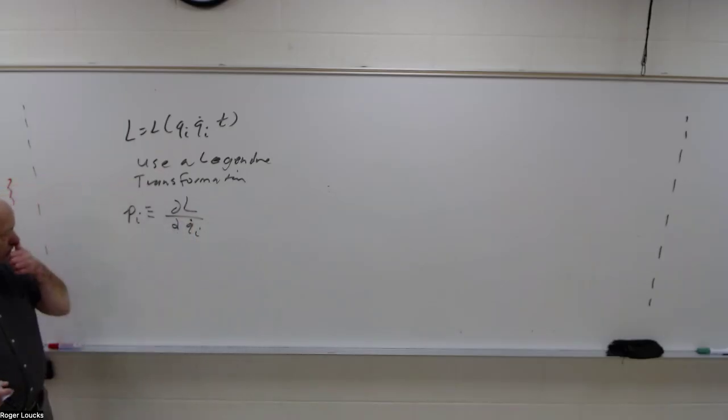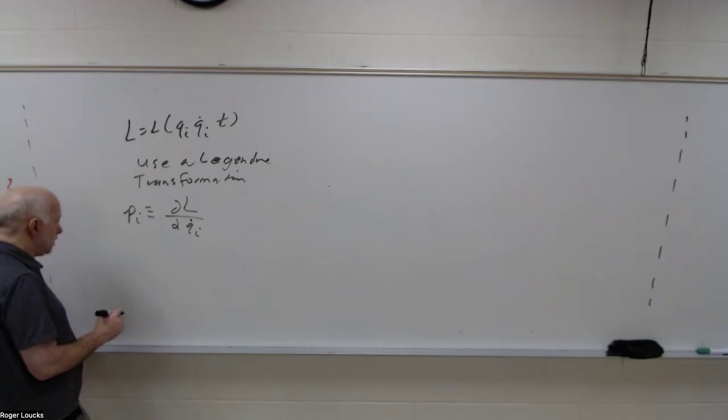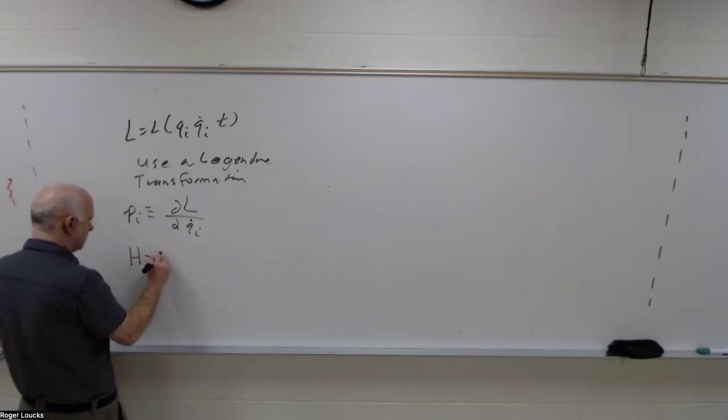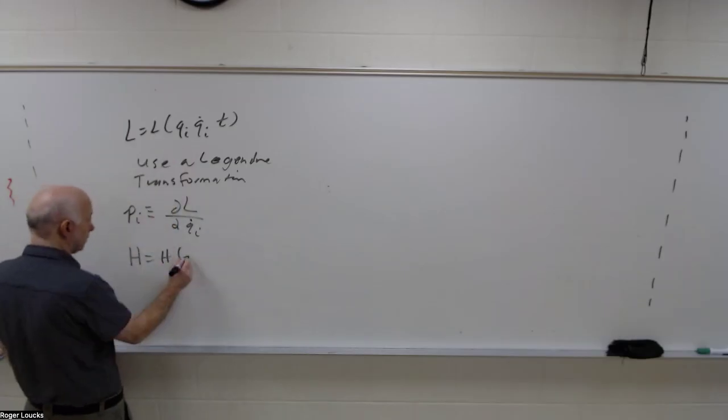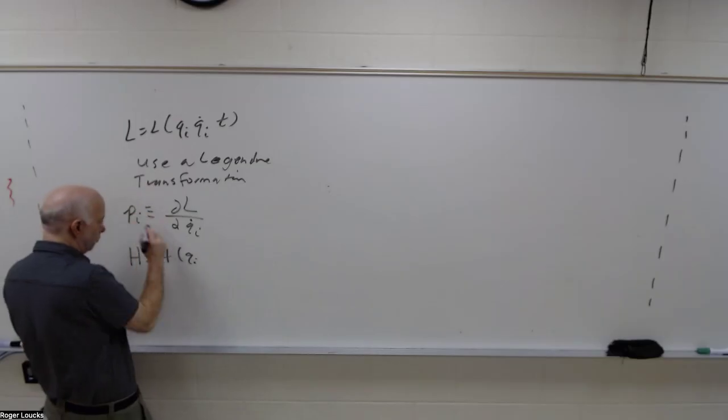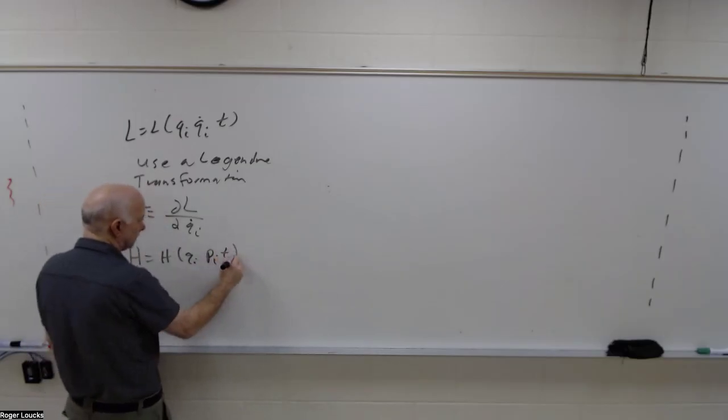And how many are there of these? n. Yeah, as many as there are generalized coordinates. So we're going to say our H. And what do we want to do with our H? We want our H to be a function of our q_i, and then in terms of our new variable p_i, and possibly time.